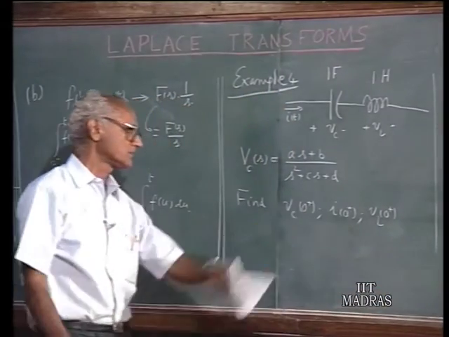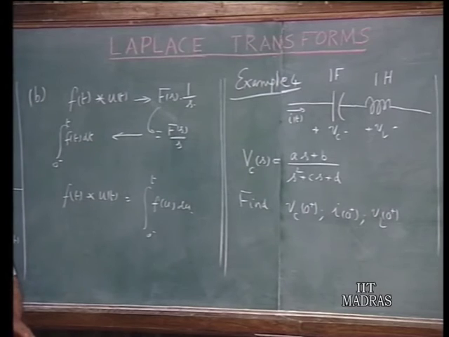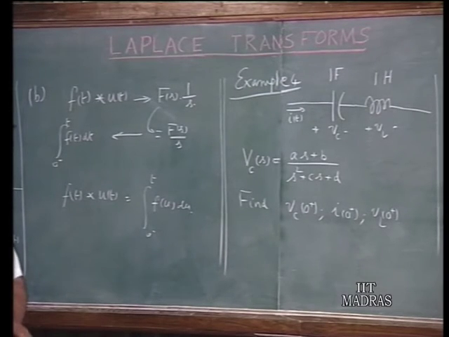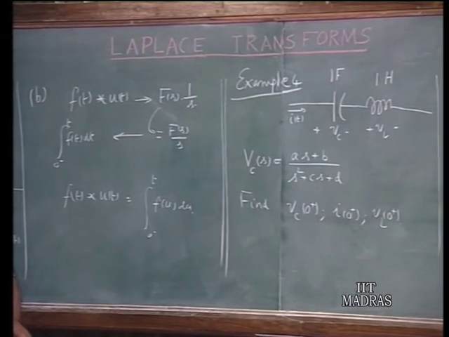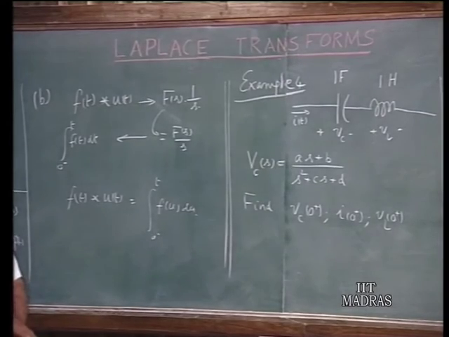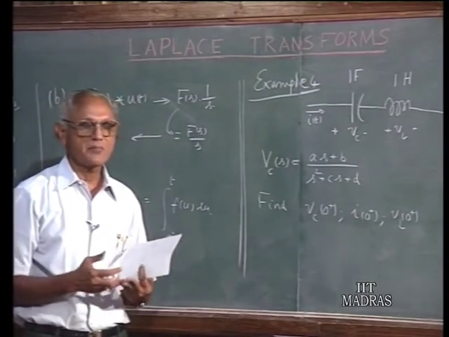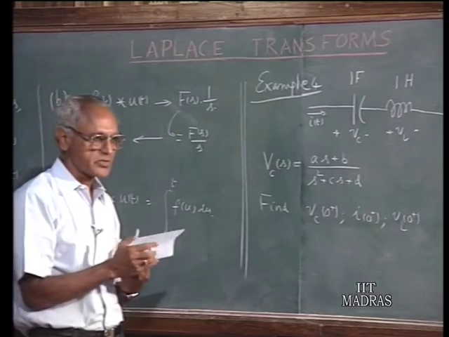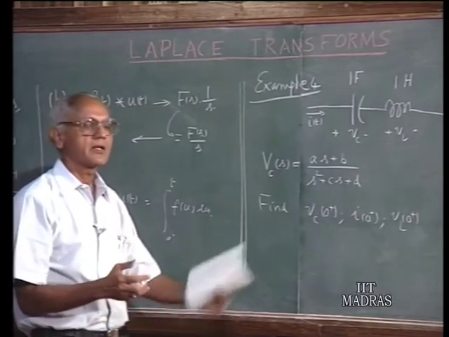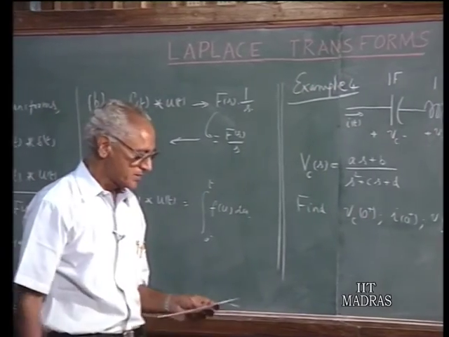Now, since we are interested in finding out the 0 plus values in all these situations, we can assume that the Laplace transform defining integral starts from 0 plus onwards, not from 0 minus, because we are after all interested in 0 plus values. That means, we ignore any jumps in these functions from 0 minus to 0 plus. We assume that all our functions start from 0 itself, and therefore, we can use the 0 plus value instead of 0 minus value wherever it is necessary.